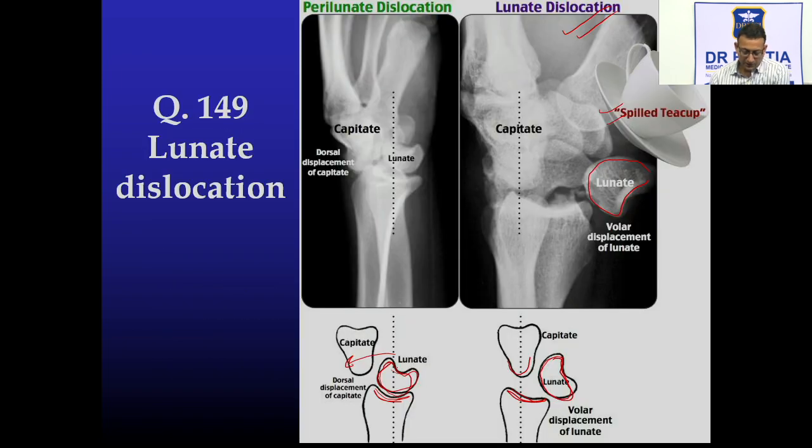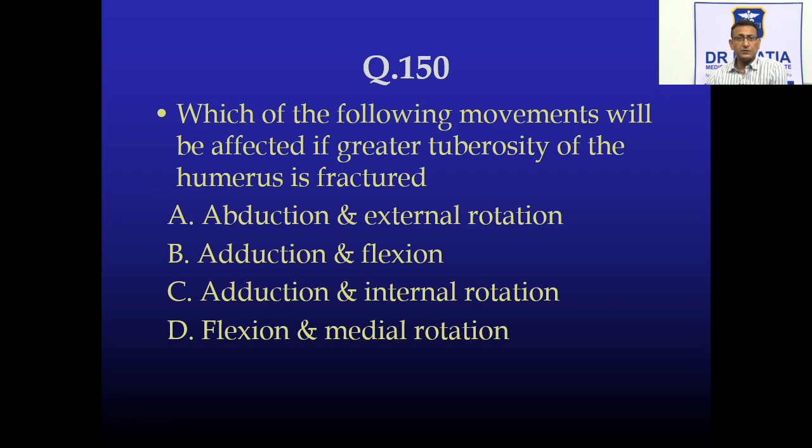Okay. So, the next question is question number 150. Which of the following movements will be affected if greater tuberosity of the humerus is fractured? To know the answer to this question, we must know what is attached to the greater tuberosity, because if that is fractured, the muscle attached to that will not be able to do any movements. So, those movements will be affected.